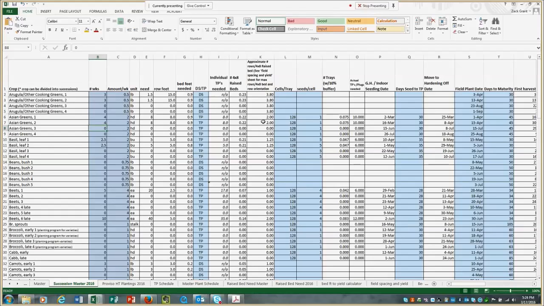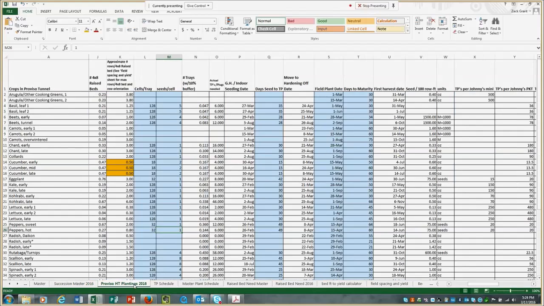So I prefer just to have a succession master where I have everything fleshed out for all the potential succession plantings that I could do. But let's say, for instance, for a specific site or a specific garden, I don't have enough space, or I just don't want to plant Asian greens in the fall. Just go ahead and in a number of weeks just zero that out in this sheet. And then when you start moving over to these other sheets, you just won't carry that information over. So in this case, I did that.